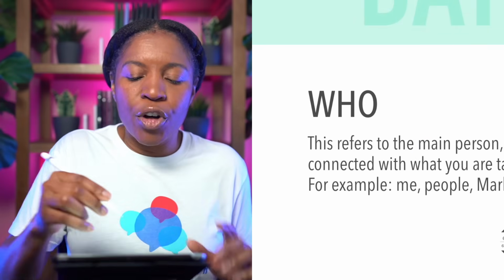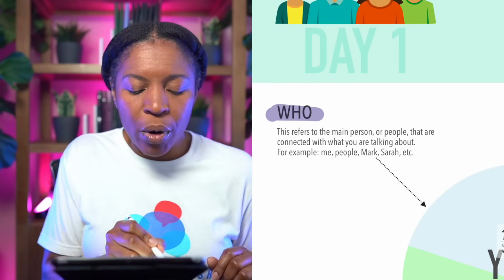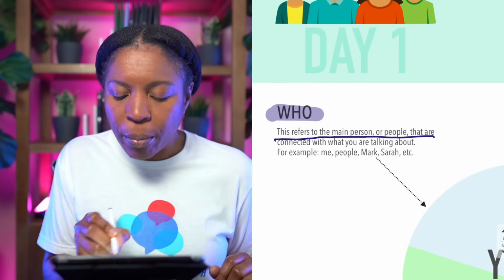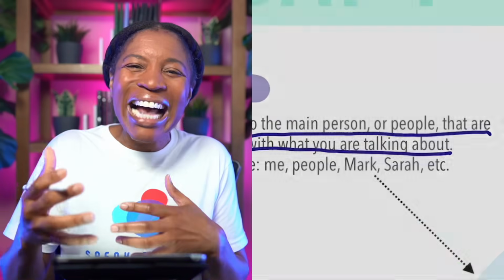Let's start with the who. What is the who and why is it important? You see, the who refers to the main person or people that are connected with what you are talking about. You see, as an English learner, I know you're focused on mastering the grammar rules. I know you're focused on memorizing tons of words, and I know you're focused on improving your pronunciation. Each of these things, they're each very important, but when it comes to English fluency, it's more important for you to be able to convey the right information.